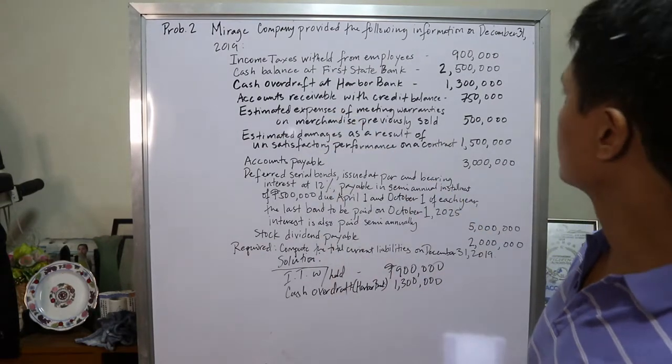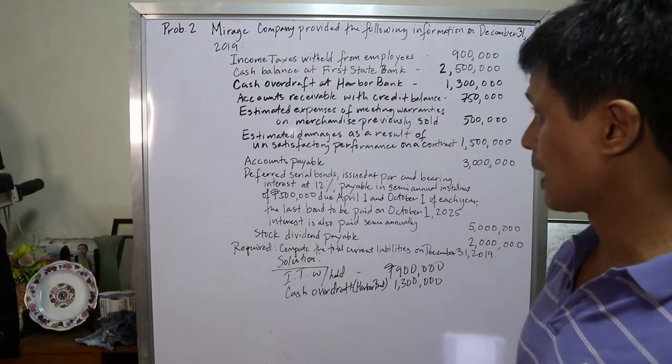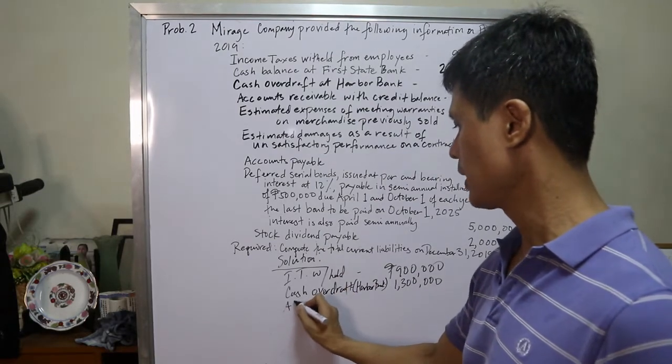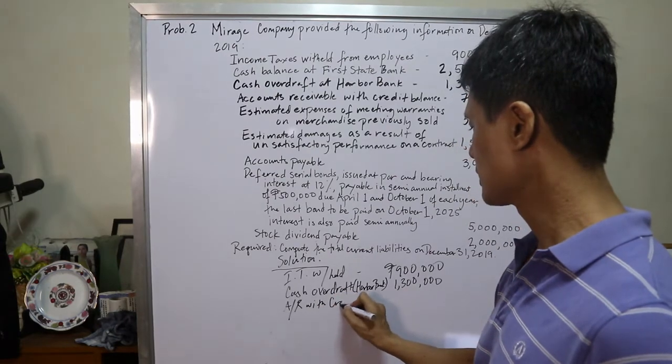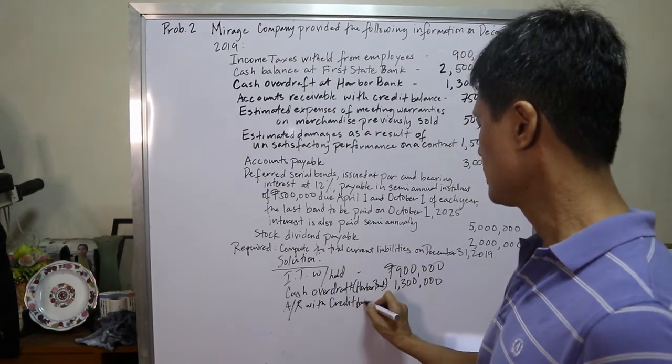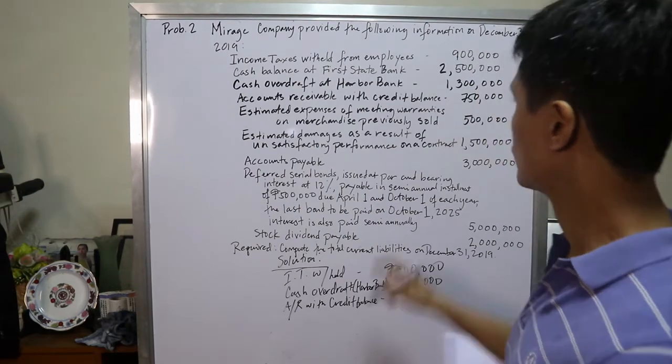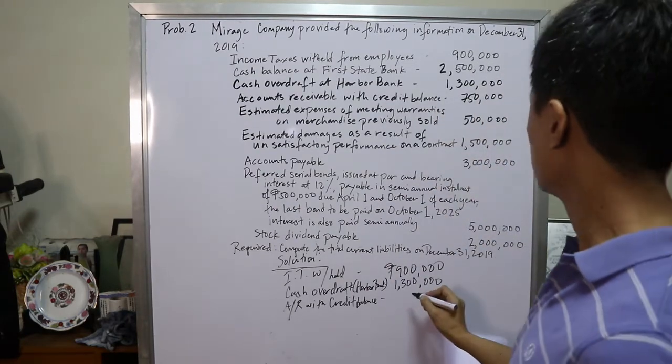And the next one is accounts receivable with credit balance. Let's put it in our summary, AR with credit balance. So this would be 750,000.